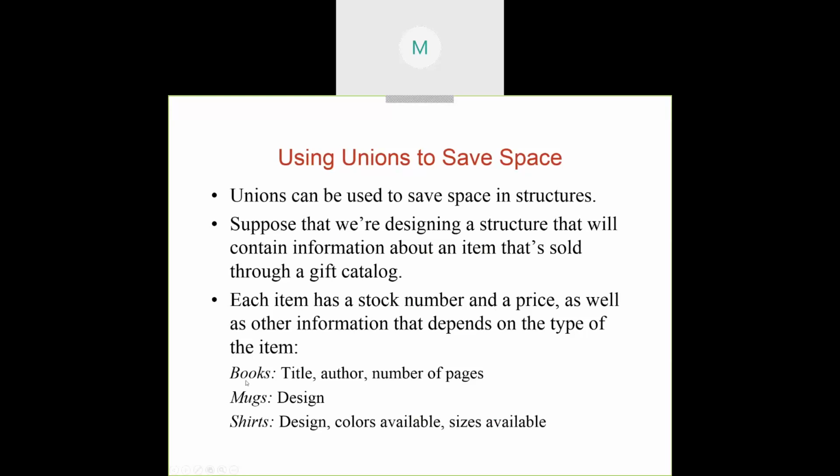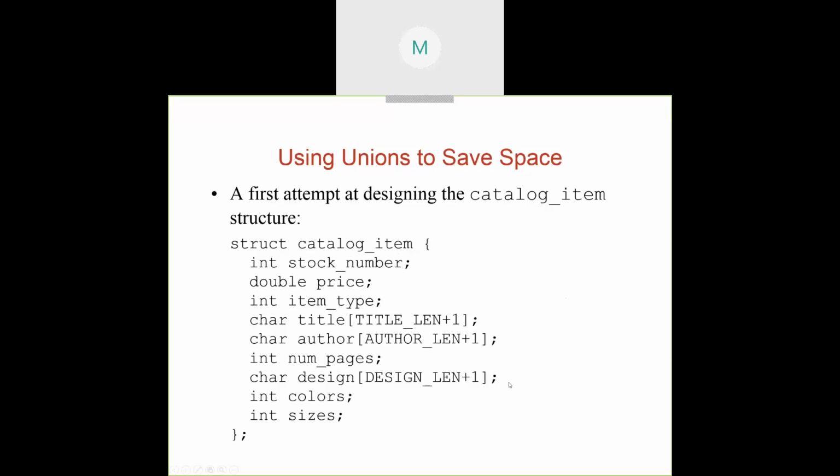Suppose on the gift catalog you have books, you have mugs, you have shirts, right? For the books, these are the attributes. For the mugs, this is the one, and for the shirts, these are the attributes, right? So if you want to create a structure for the catalog item, these will be your members: the stock number, price, item type, then title, author, number of pages. This is for book, right? And the color, size. Okay. The most important thing you need is the item type, right?